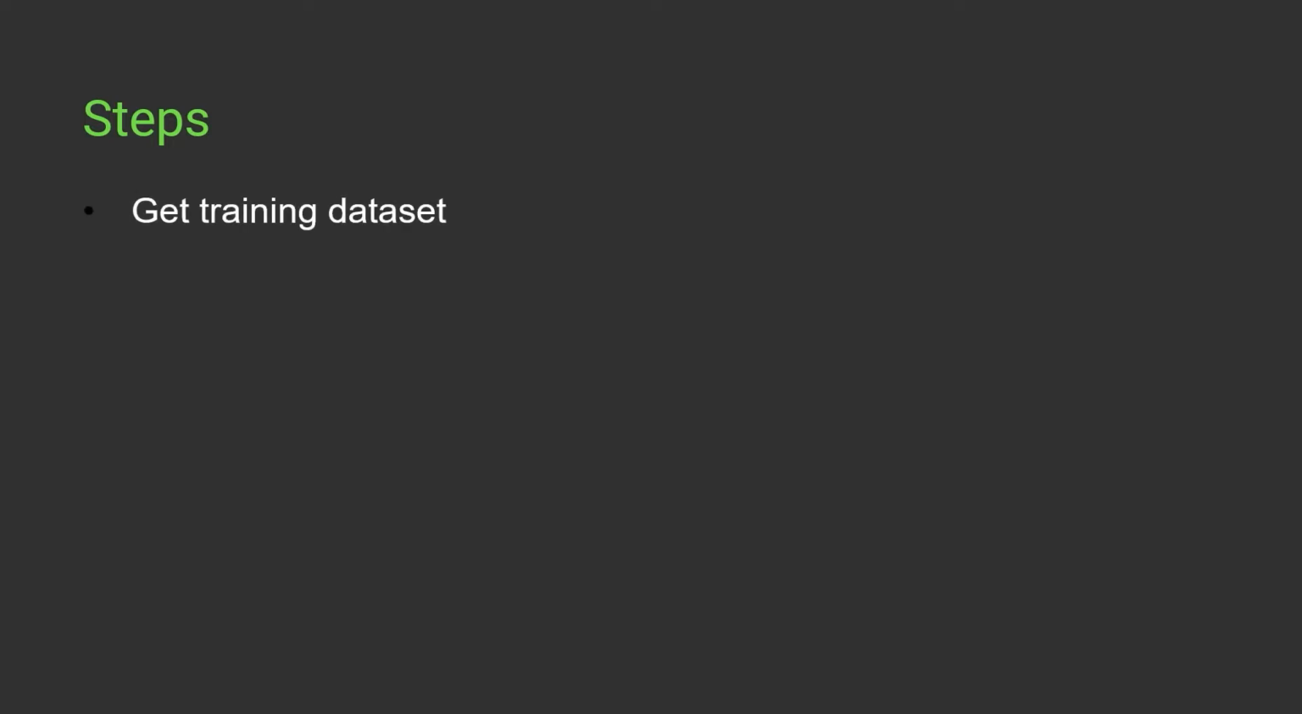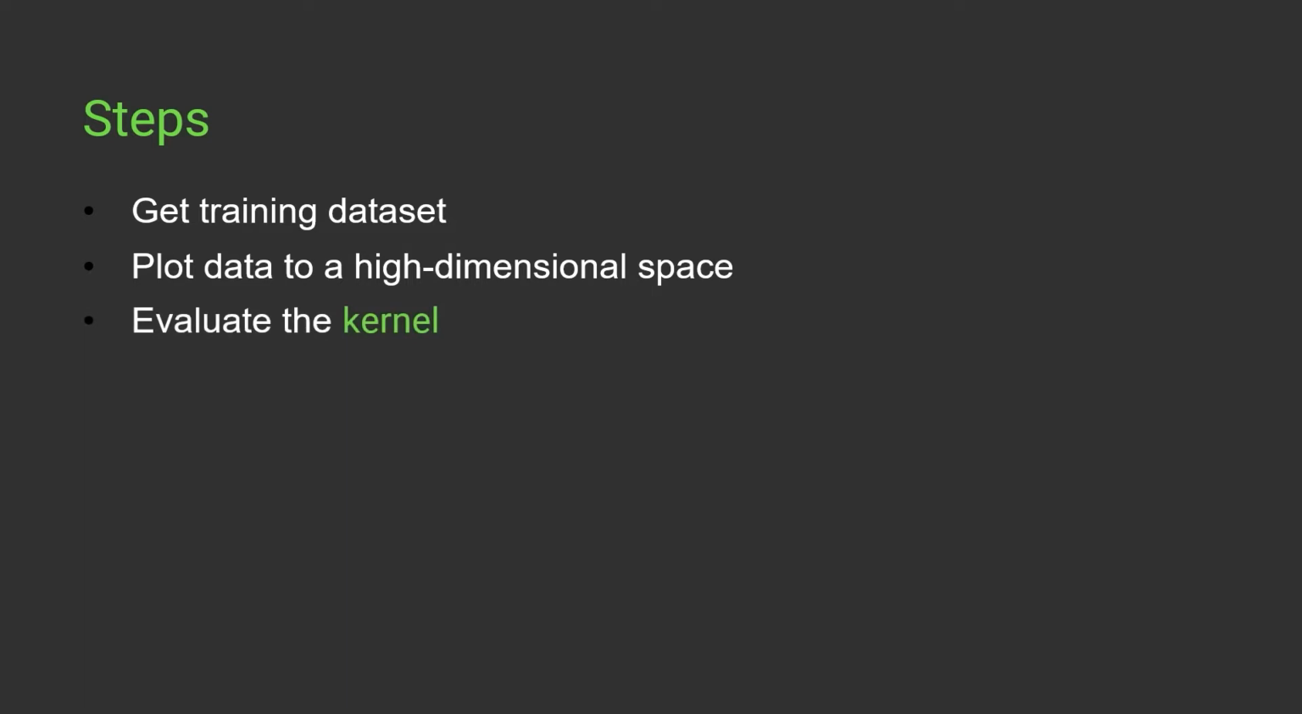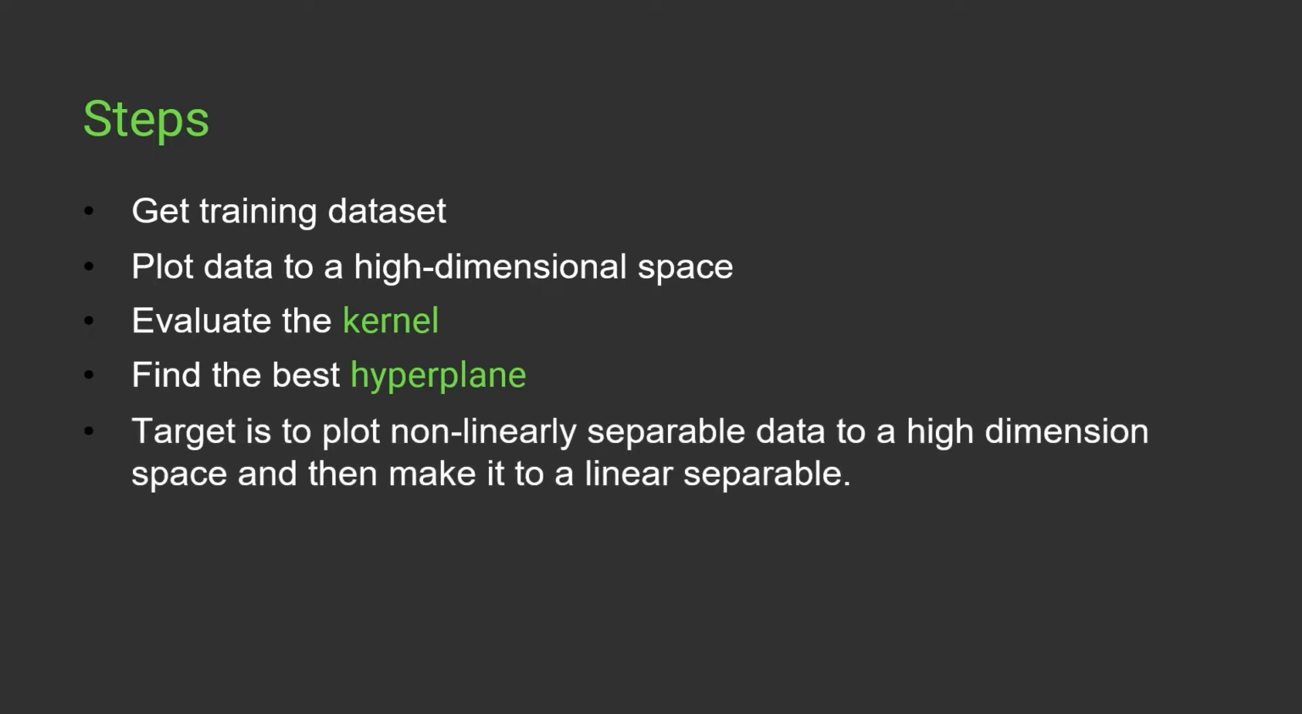So the steps involved are: first of all, you get a training data set, as is obvious. Then we plot the data to a high dimensional space. I'll tell you what I'm saying, don't worry about that. Then we have to evaluate a kernel. Then we find the best hyperplane. The basic target, or the first aim, of a support vector machine is to plot non-linearly separable data to a high dimensional space and then make it linearly separable.